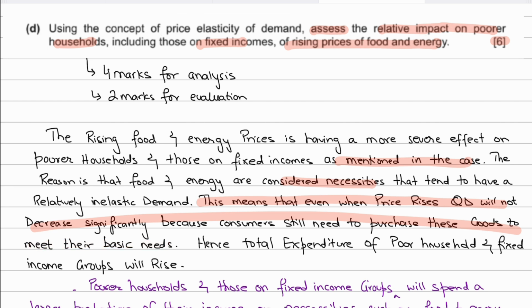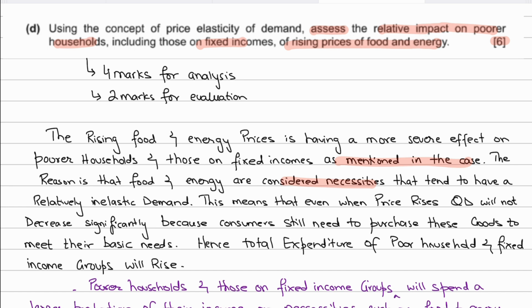So what will happen is the total expenditure of poorer households and fixed income groups will rise, because when the price goes up, the quantity demanded will change relatively less or insignificantly, causing total expenditures to rise, right? And then you will say how this will affect poorer households.